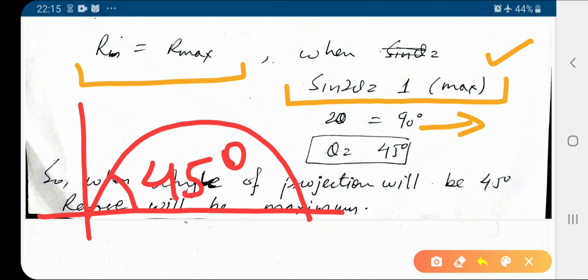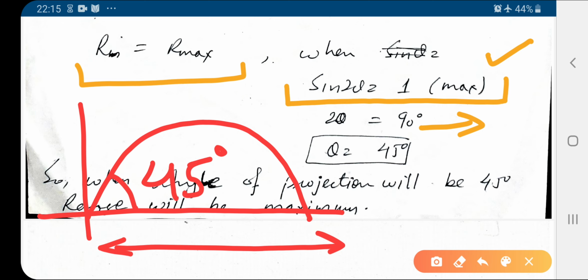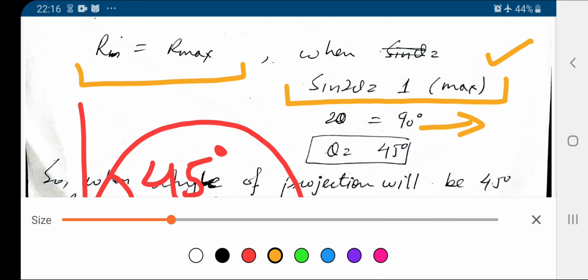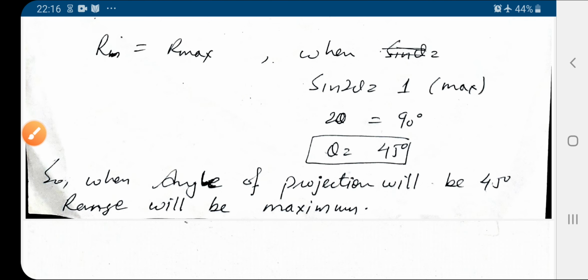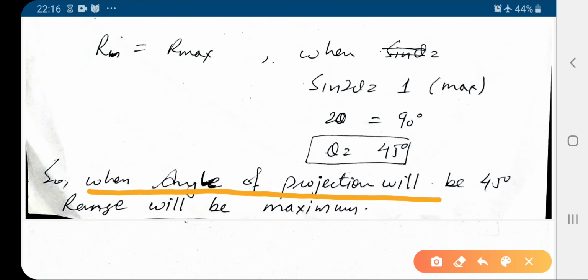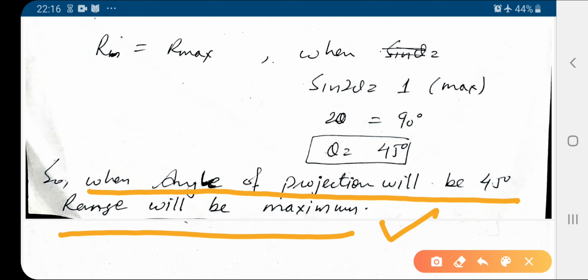then the projectile will fall at the maximum range. So that's why I write here: when the angle of projection is 45 degrees, then the horizontal range will be maximum. So that is about the projectile.